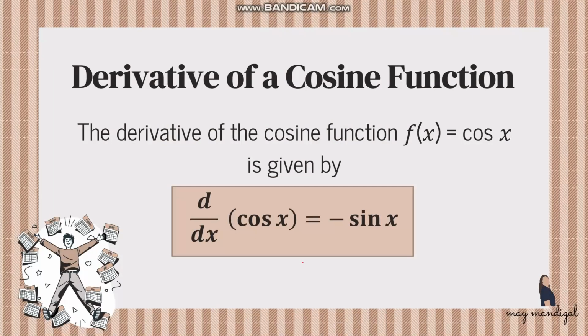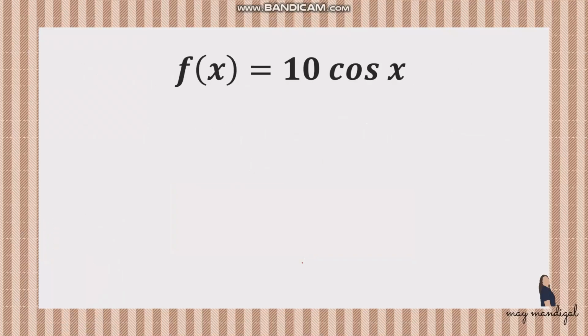Next, for the cosine function, the derivative of the cosine function f of x equals cosine of x is given by d over dx of cosine of x is equal to negative sine of x. So they're just the opposite of one another, but this time the derivative of cosine will have a negative sign. So here, for example, f of x is equal to 10 cosine of x. So f prime of x is equal to 10 times the derivative of our cosine.